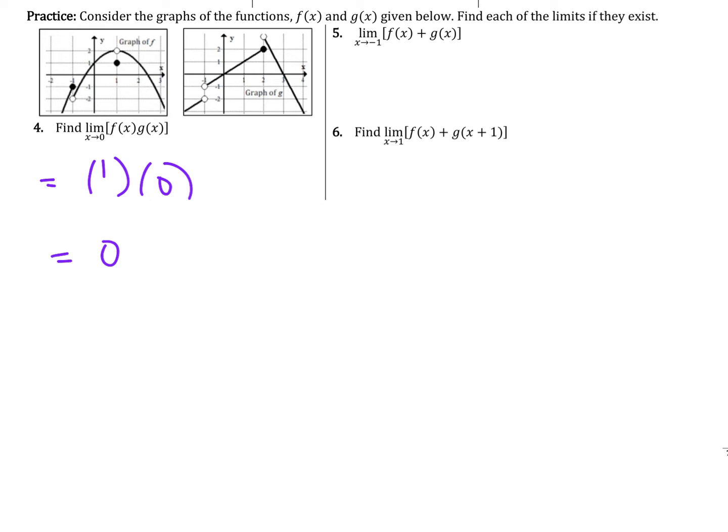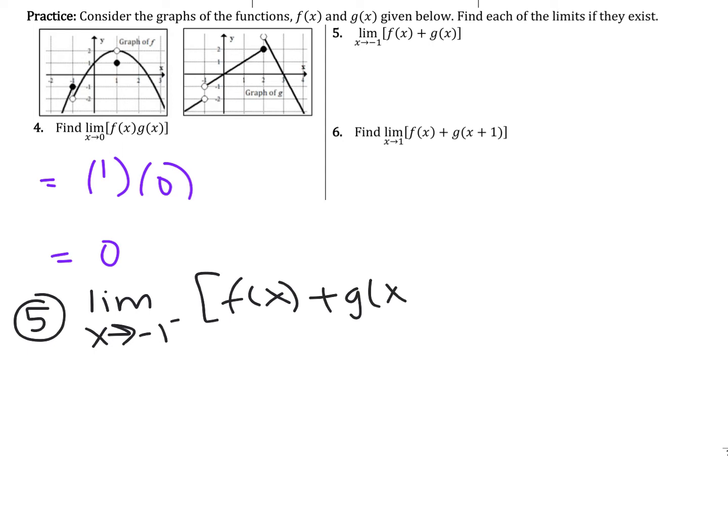Well, with both of these functions, we have discontinuities, jump discontinuities, for both of them, which means I know right away that I'm going to need to consider one-sided limits. And I'm actually going to do number 5 down here so I have a little bit more space. So the limit as x approaches -1. Let's start from the left, of f of x plus g of x.